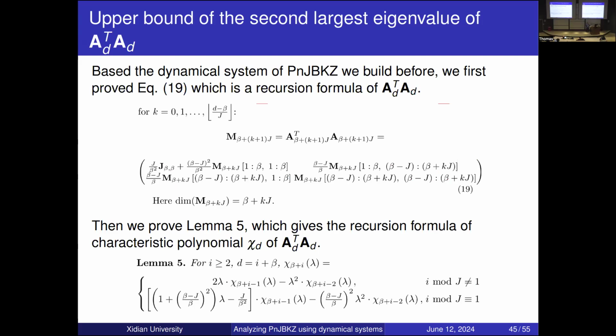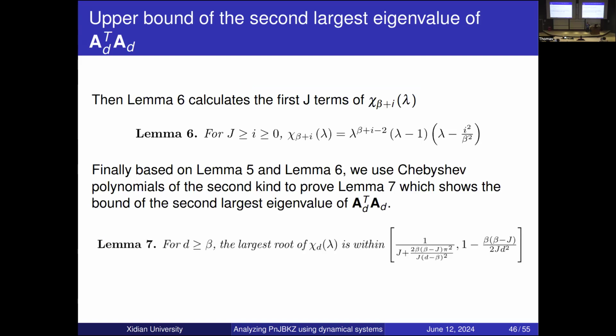Here is our proving process. Based on the dynamic system of PNG-BKZ we built before, and the form of matrix A, we first prove Equation 19, which is a recursion formula of this matrix product. Then we prove Lemma 5, which gives the recursion formula of the characteristic polynomial. Then Lemma 6 calculates the first j terms of the polynomial. Finally, based on Lemma 5 and Lemma 6, we use Chebyshev polynomials of the second kind to prove Lemma 7, which gives the upper bound of the second largest eigenvalue of this matrix product. It's smaller than 1, so it does converge.